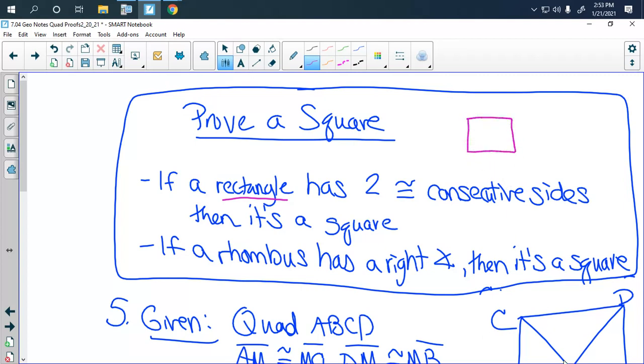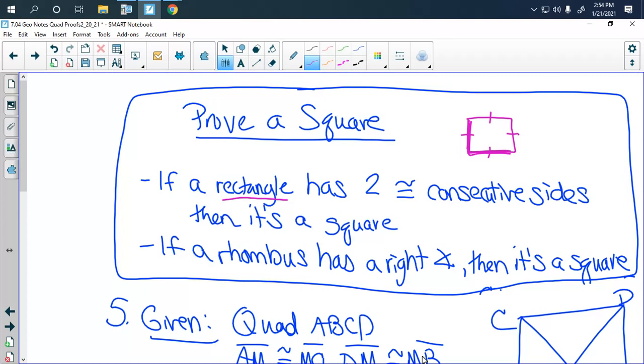Now, because a rectangle is already a parallelogram, you already know the opposite sides are congruent. So if you just get 2 congruent consecutive sides, 2 sides congruent that are next to each other, then that means all 4 would be congruent. I don't have to prove all 4 congruent if I get 2 congruent consecutive sides.